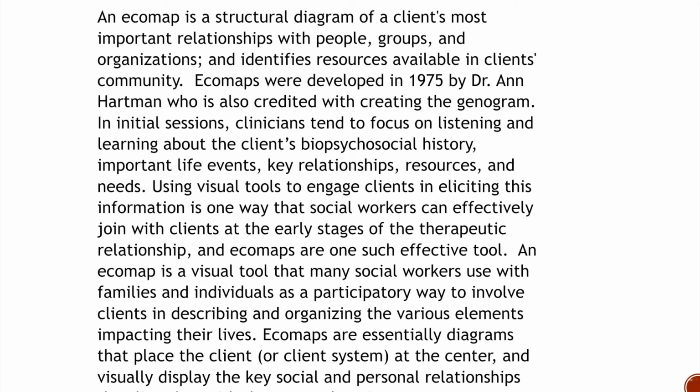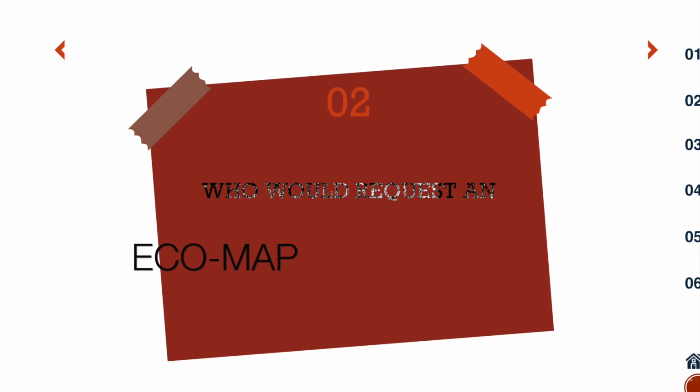An eco map is a visual tool that many social workers use with families and individuals to participate and get them involved, while also describing and organizing the various elements impacting their lives. Eco maps are essentially diagrams that place the client or client system at the center and visually display the key social and personal relationships. Who would request an eco map?